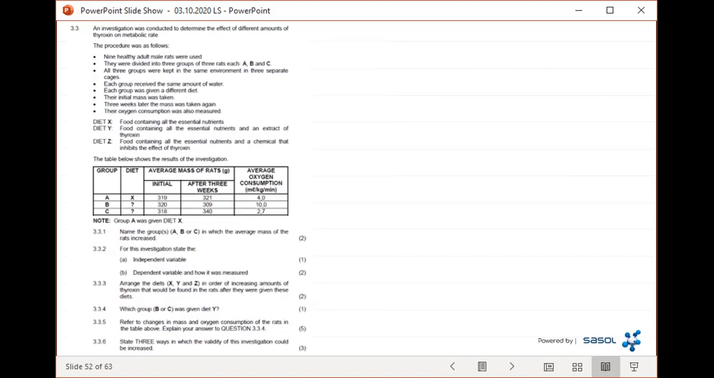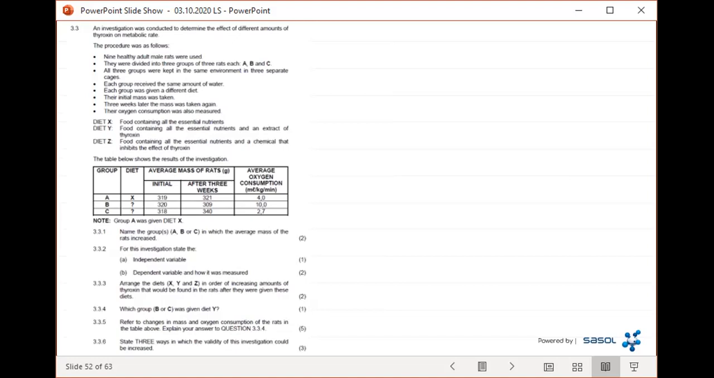Right. And question 3.3.1. Oh, sorry. There is a note, and I hope you guys saw it. It says group A was given diet X, that's food containing all the essential nutrients. Then question 3.3.1. Name the group, A, B, or C, in which the average mass of the rats increased.